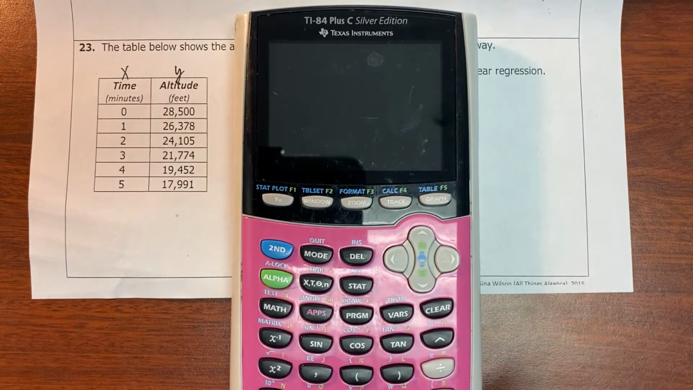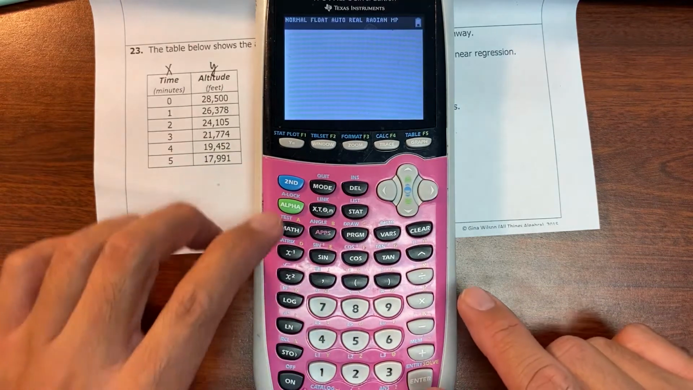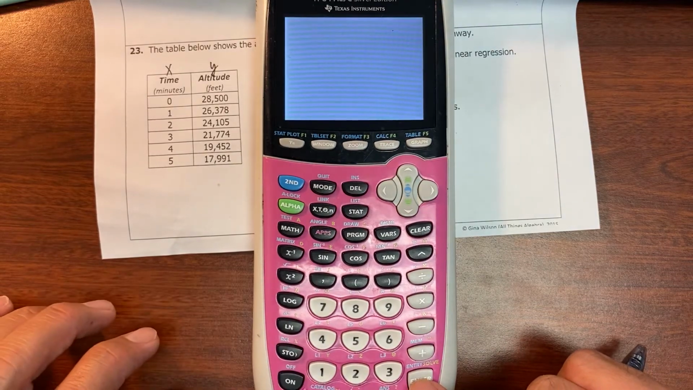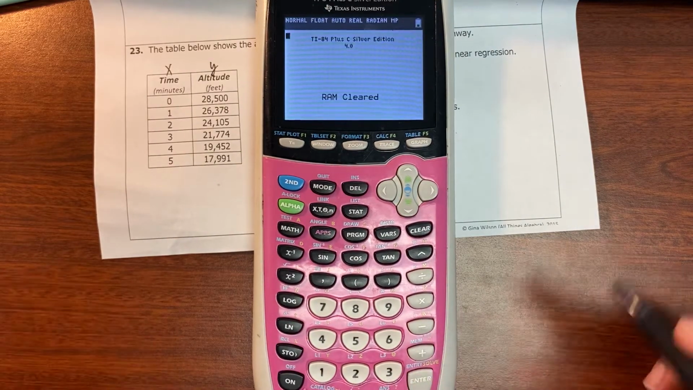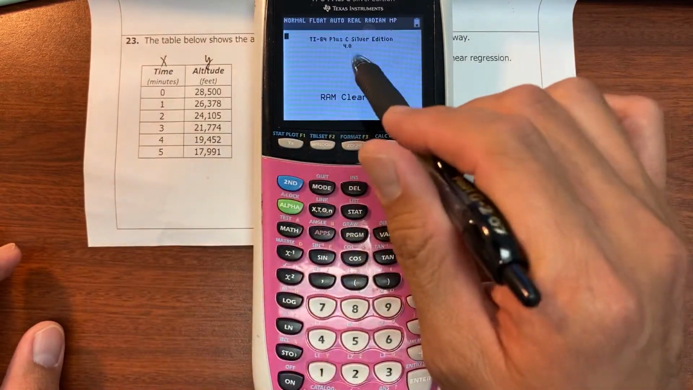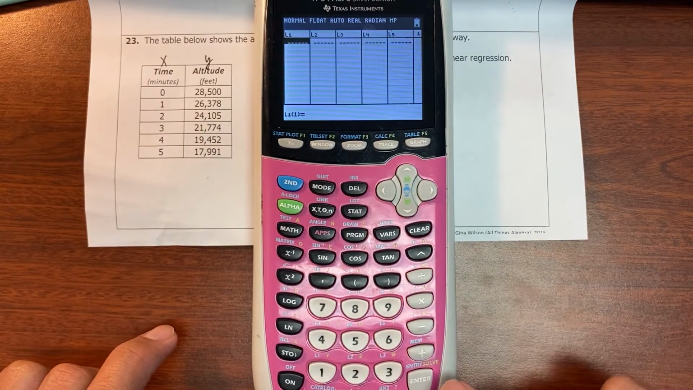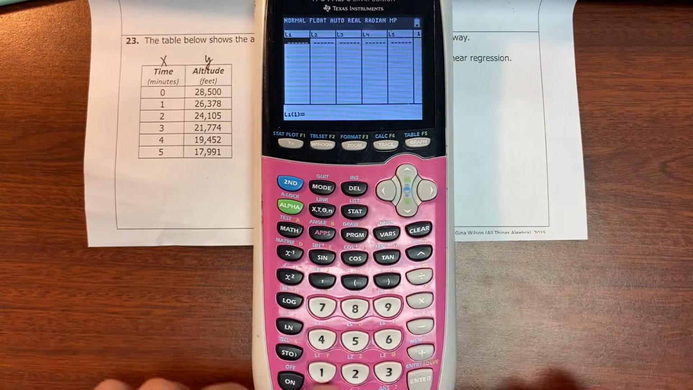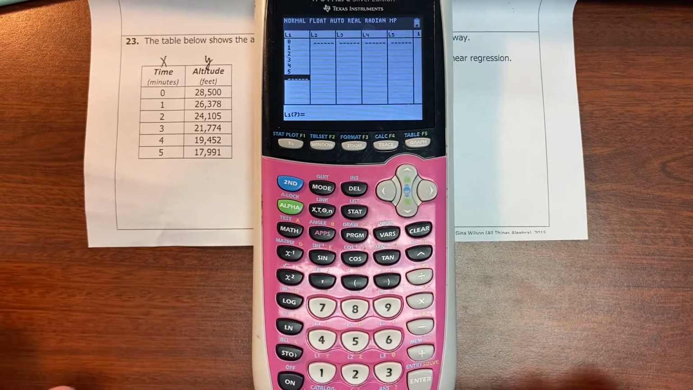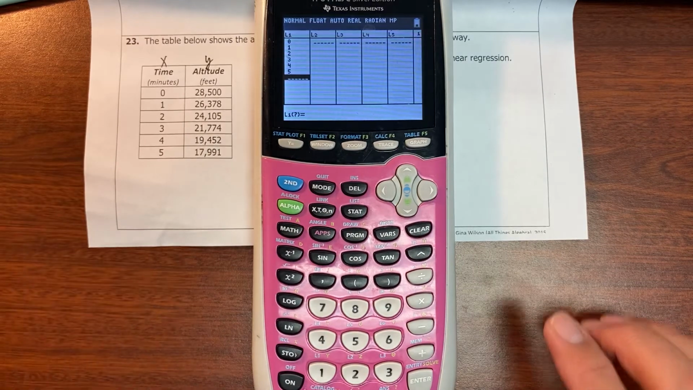I need you to always clear the memory of your calculator by pressing second, plus sign, 7, 1, 2. That will clear the memory of our graphing calculator. And in order for us to input this in our calculator, we're gonna press stat, 1. In the L1 are the X values. So 0, 1, 2, 3, 4, 5. You have to press enter after each number. 0, enter. 1, enter. 2, enter. 3, and so on and so forth.